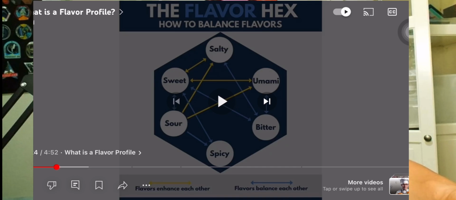And you can see how you could take sweet and bitter, and you might need some type of bridge. So the yellow lines, if you look at this, they enhance each other, and the other one is the flavors balance each other.